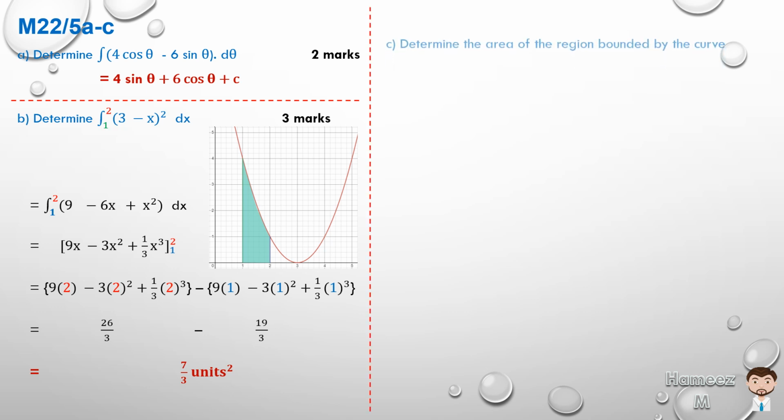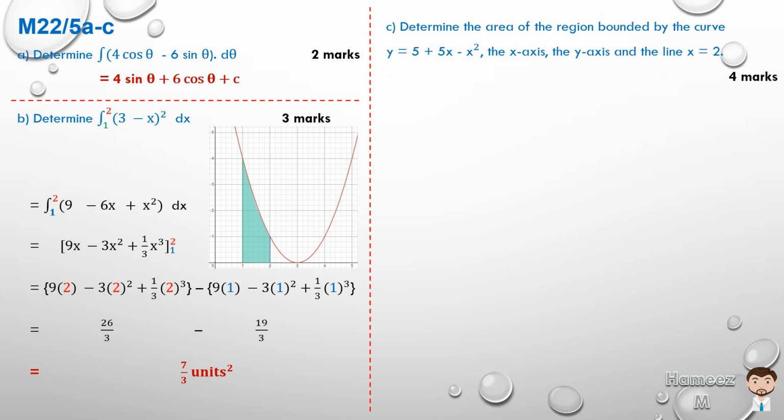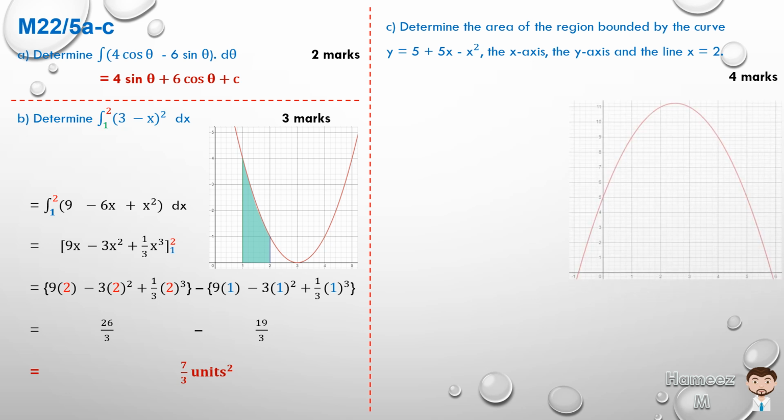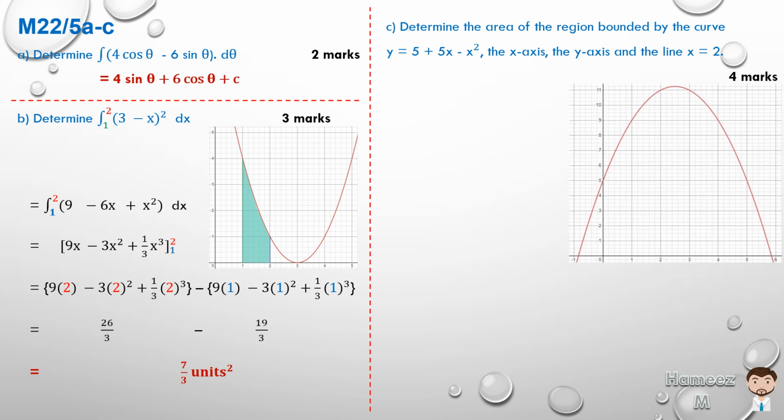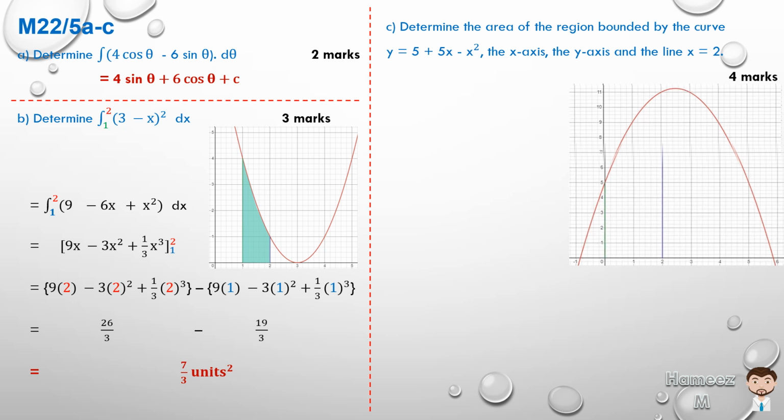Part C. Determine the area of the region bounded by the curve y is equal to 5 plus 5x minus x squared. And that is an inverted quadratic, so you can bring that up for students to get a general idea of what the sketch looks like. And we're finding the area under the graph between that curve and the x-axis, the y-axis, and the line x is equal to 2. So how do we do that?